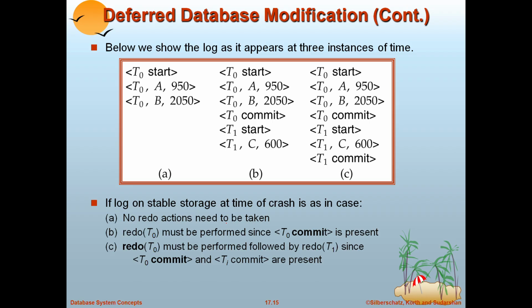no redo actions need to be taken for the first one. In the second case, redo of T0 must be performed since T0 commit is present. In the third one, redo of T0 must be performed followed by redo of T1, since T0 commit and T1 commit are present.